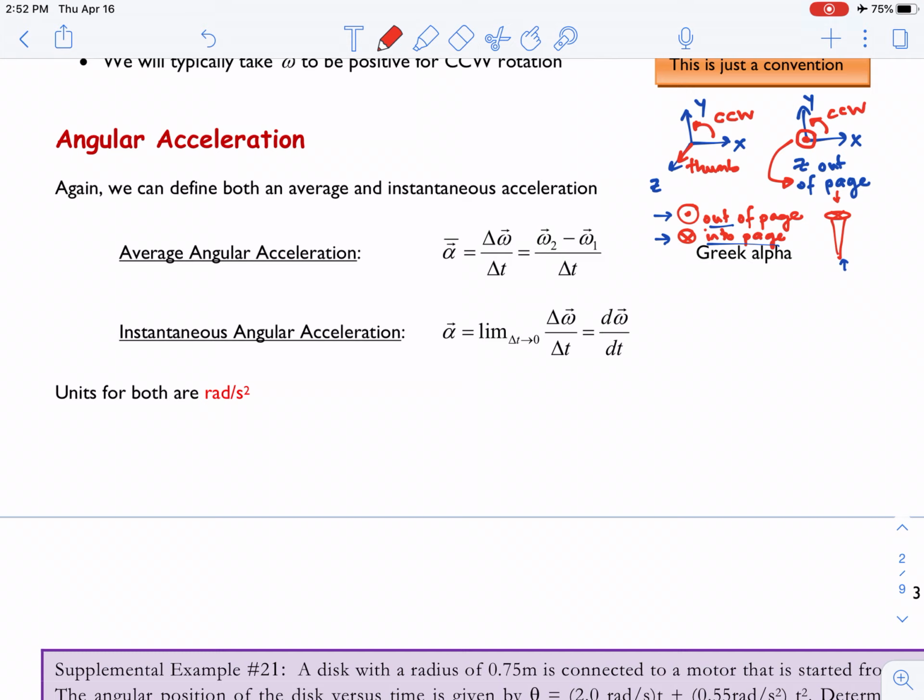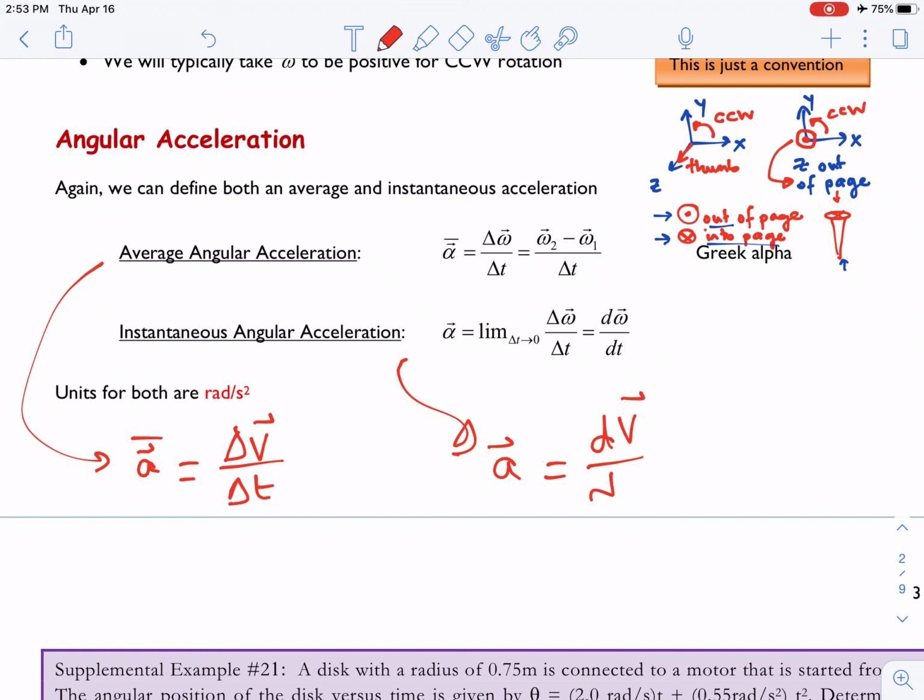And average angular acceleration, I'm just going to write down what we use for this one. For the linear case, we used little a, right? And a vector, and we put a bar because it was the average acceleration, and that was equal to change in velocity divided by change in time. So again, average means over a finite time, and the instantaneous one was again a, and it's a vector, and then we took the limit and we got dv over dt.